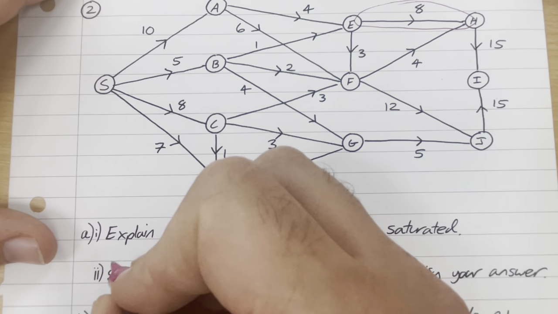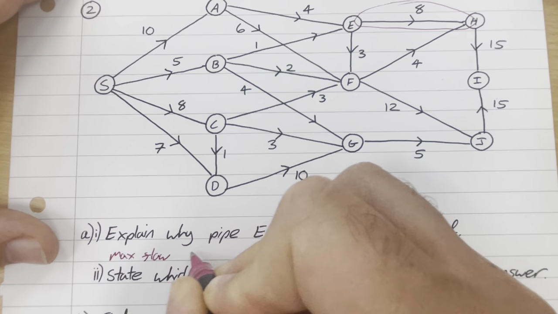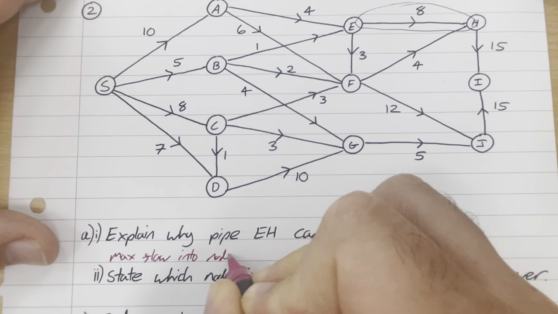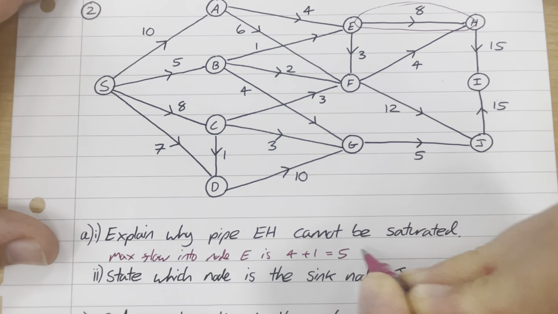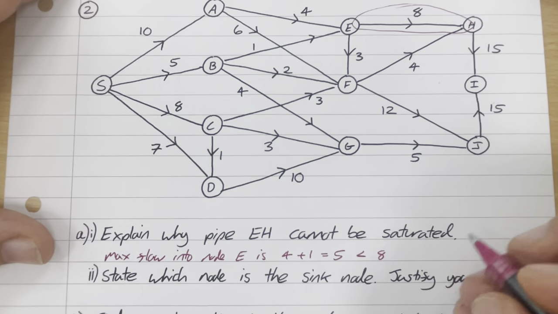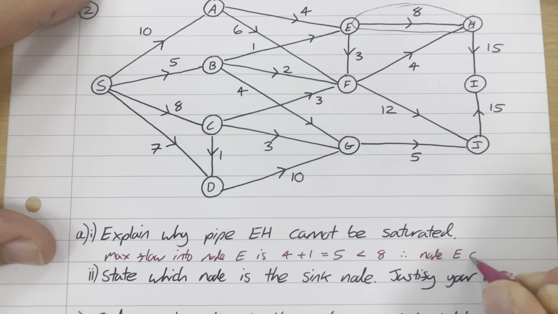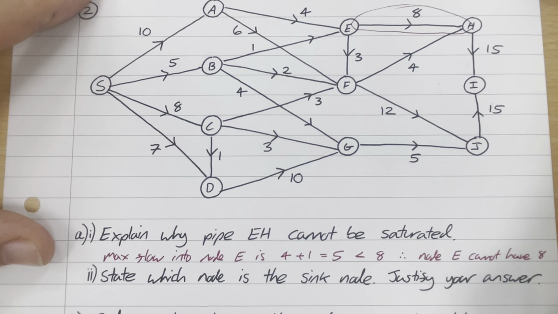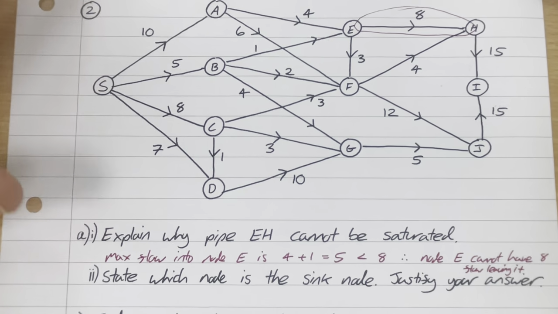So you just need to kind of put that into words and write it down. So the max flow into node E is 4 plus 1 equals 5. That is strictly less than 8. Therefore, node E cannot have 8 flow leaving it of an arrow. Okay, something along those lines.